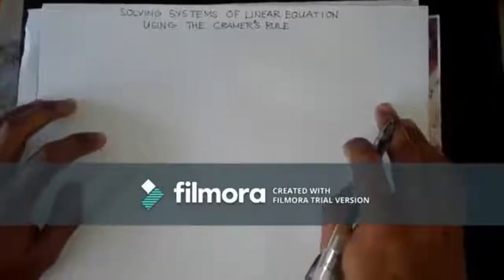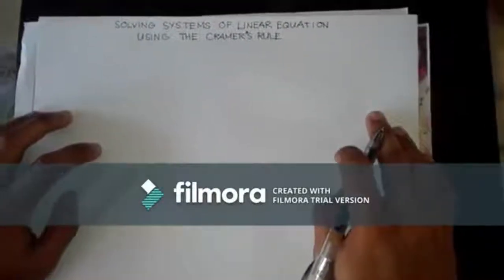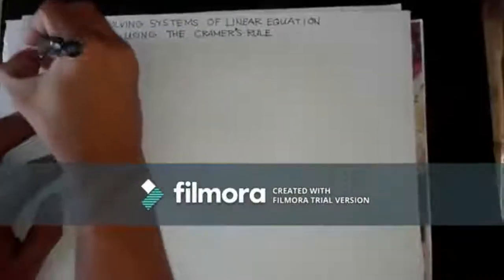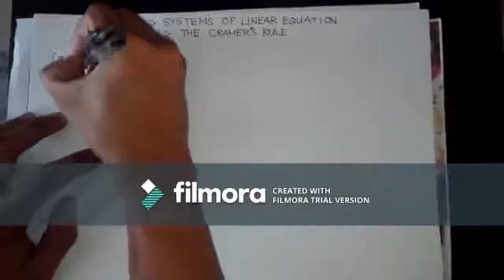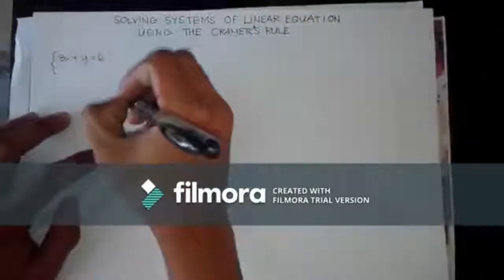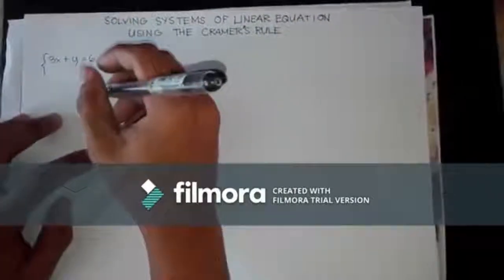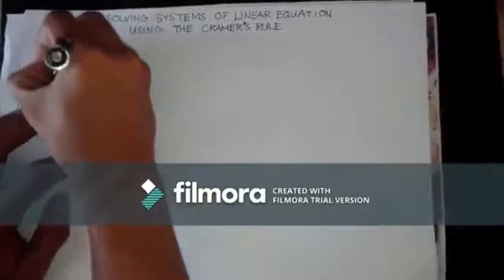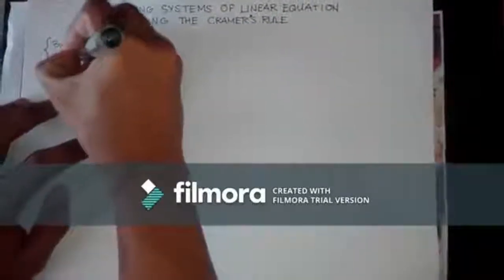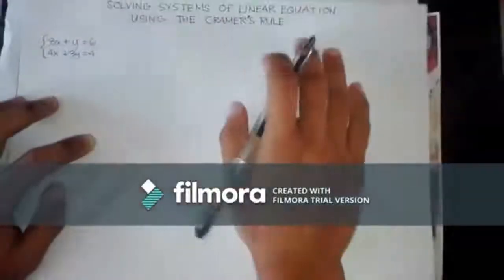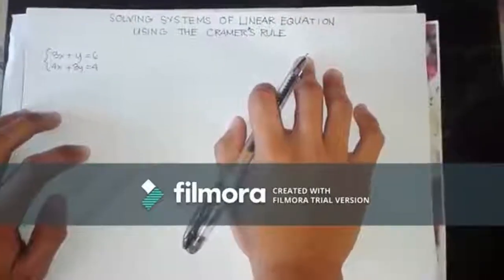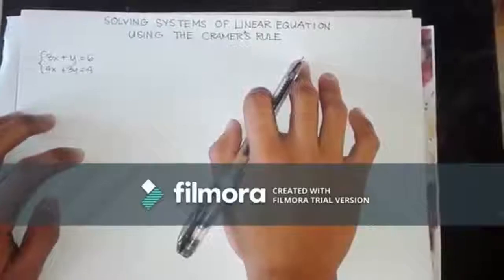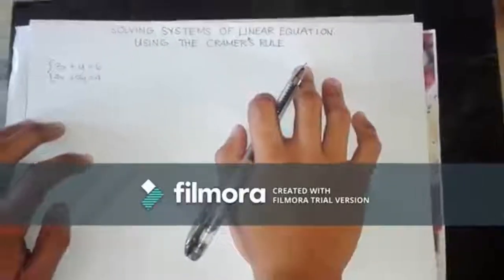So we have our given here: 3x plus y equals 6 and 4x plus 3y equals 4. Our goal here is to find the x and y. So we need to have an augmented matrix.